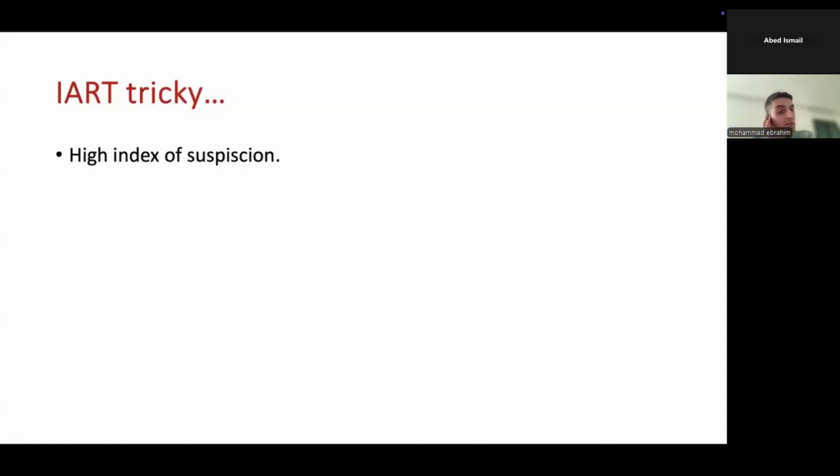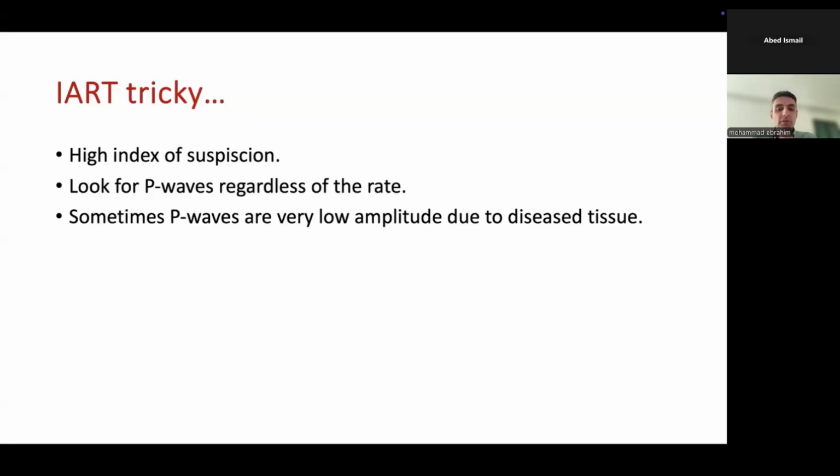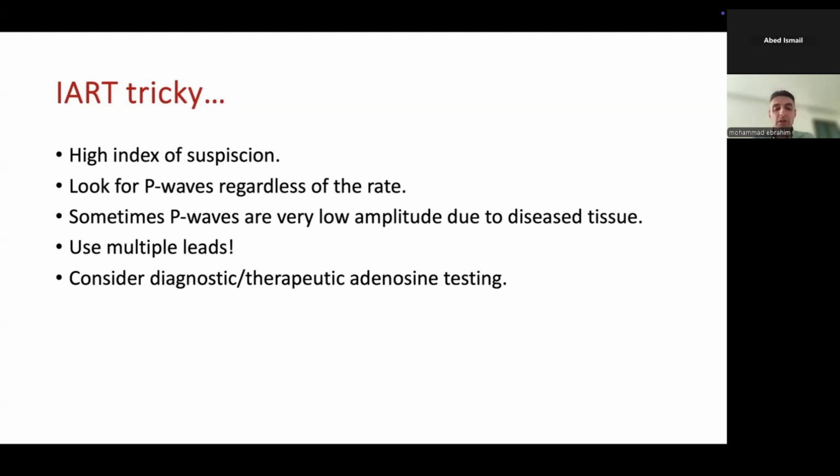So intra-atrial tachycardia can be very tricky. You require a high index of suspicion. You have to look for P waves regardless of the rate. Sometimes the P waves are very low in amplitude due to the diseased tissue. You have to use multiple leads. You have to consider diagnostic therapeutic agents in testing and compare with all the ECGs.